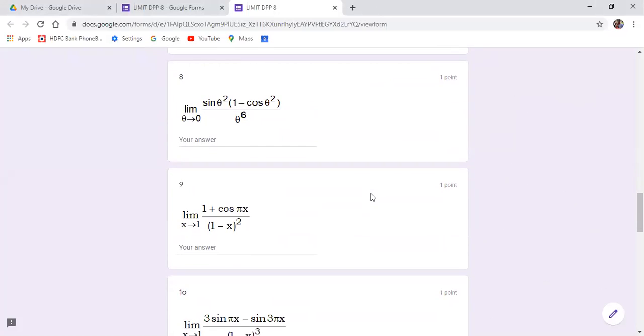And listen also. Here also the majority of students made a mistake. If I were in your place, what would I have done? Theta square, theta square, theta square. Why don't you put theta square as some x? So it became sin x into 1 minus cos x upon, and theta raised to 6 means theta square the whole cube, right? So it becomes x cube.